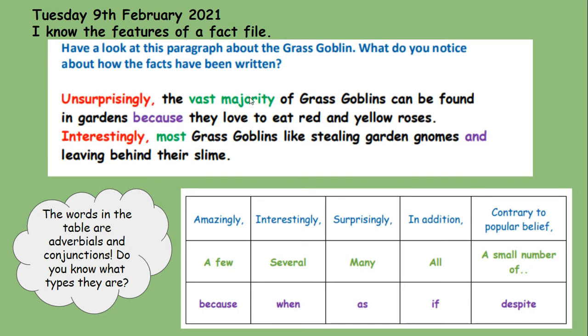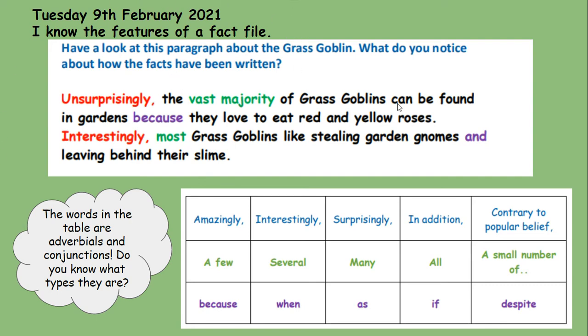Unsurprisingly, the vast majority of grass goblins can be found in gardens because they love to eat red and yellow roses. Interestingly, most grass goblins like stealing garden gnomes and leaving behind their slime.